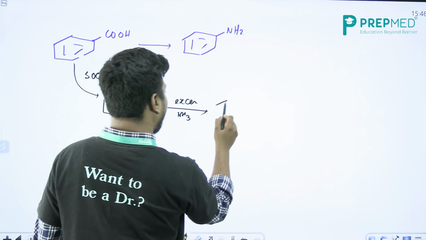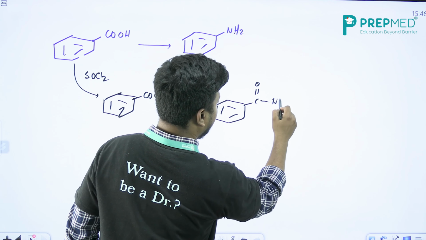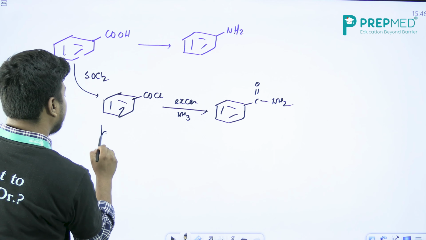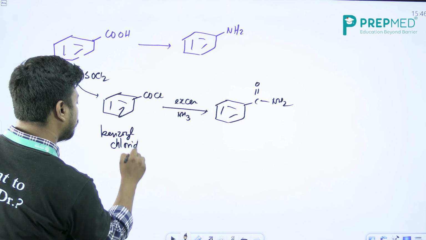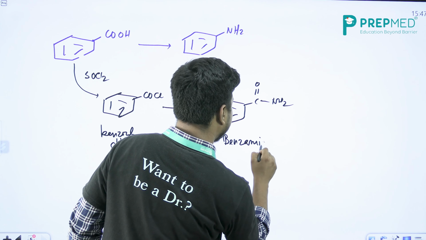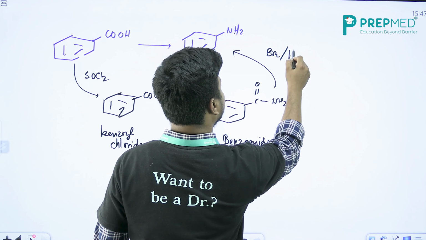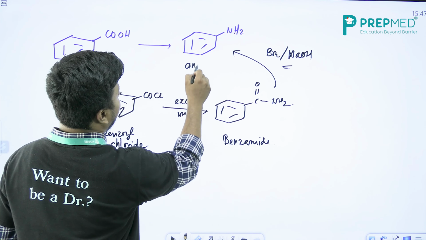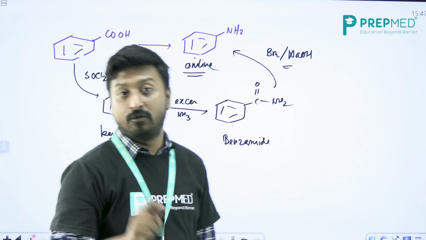Next step, you give excess ammonia, and what you get? Benzene C double bonded O NH2. Correct. Amide, benzamide. Okay. So this is benzoic acid. This is called the benzoyl chloride. This is called benzamide. And this benzamide, finally, what you give? Br2 NaOH or KOH. And finally you get the aniline. Okay, so this is one of the good applications of the Hoffmann bromamide.